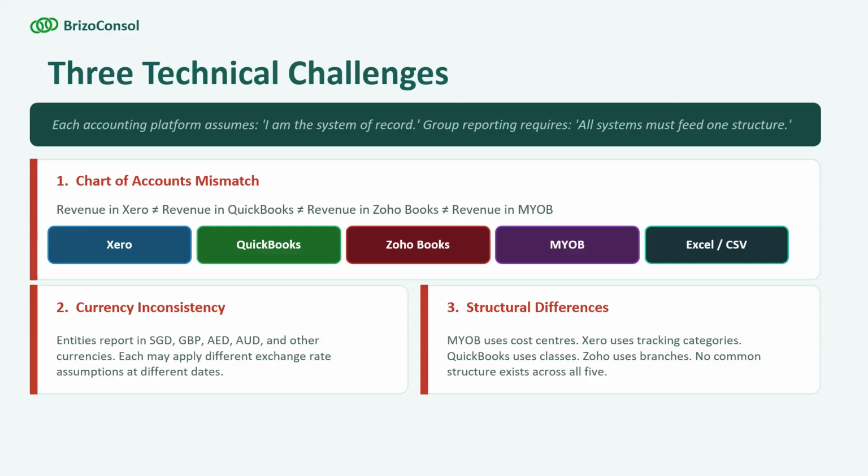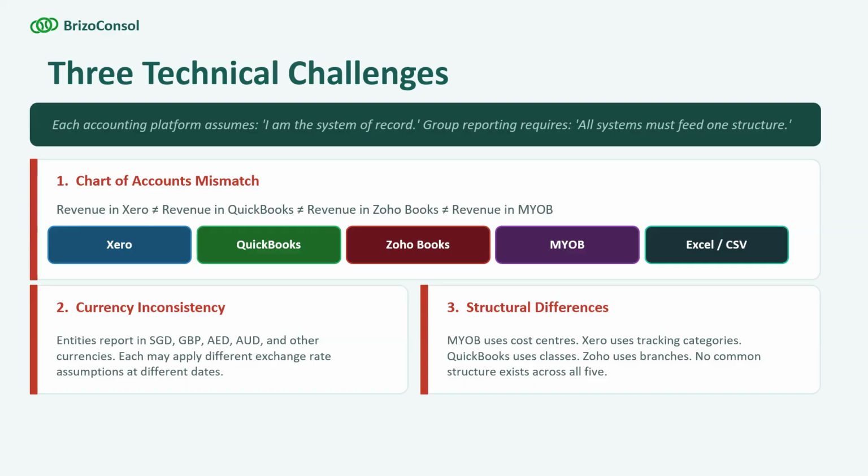Why multi-system consolidation is hard. The core challenge is not software. It is data standardization across systems. Each accounting platform assumes, I am the system of record. But group reporting requires all systems must be transformed into one reporting structure. This introduces 3 technical problems.